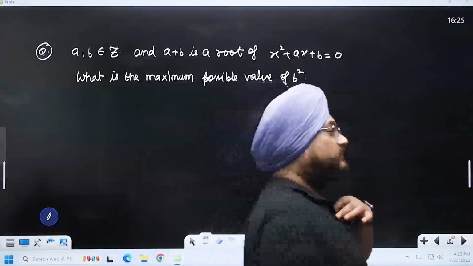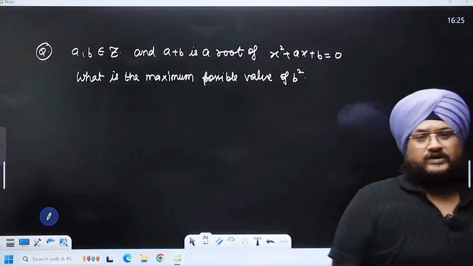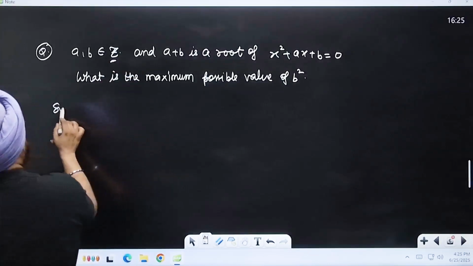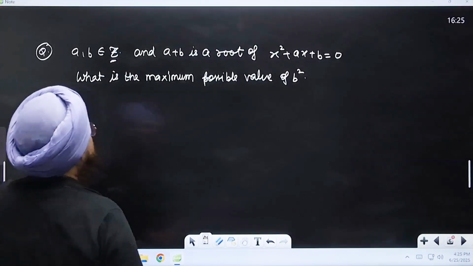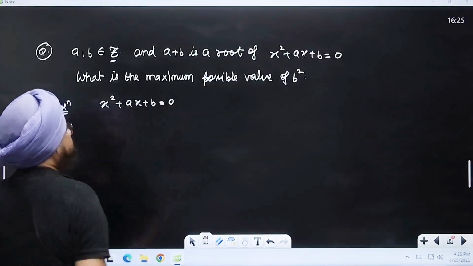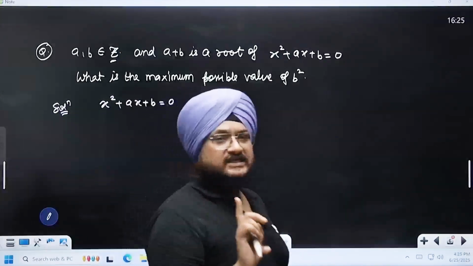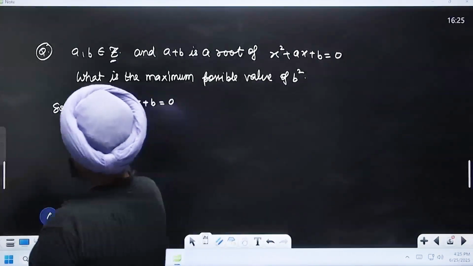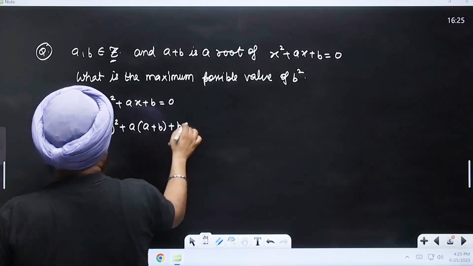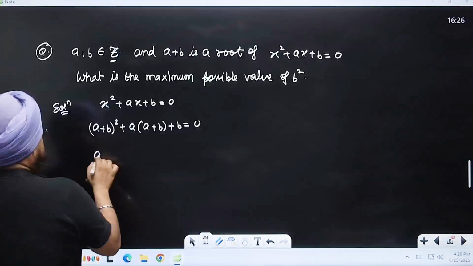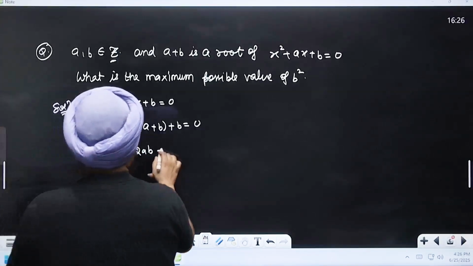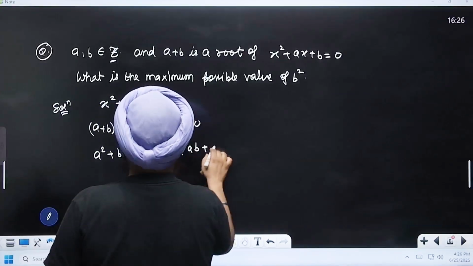Maximum possible value of b square we have to calculate, and a and b are integers, Z is the set of integers we are considering. If a plus b is a root of this equation, then a plus b must satisfy this equation. a square plus b square plus 2ab plus a square plus ab plus b.